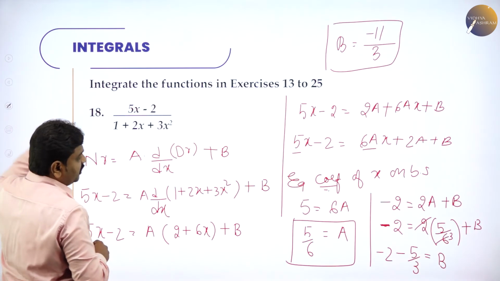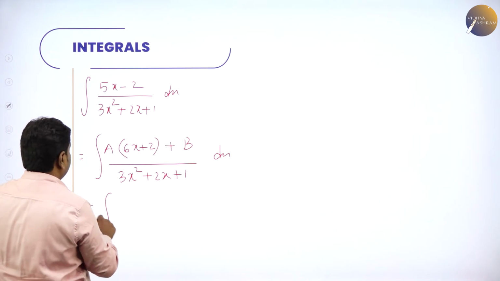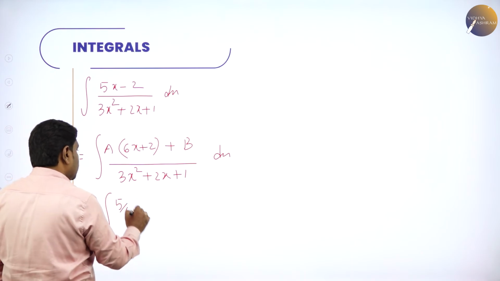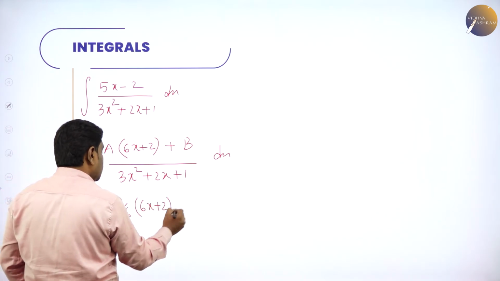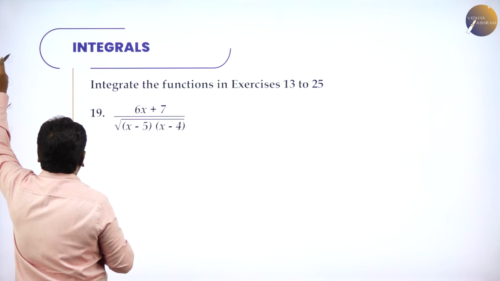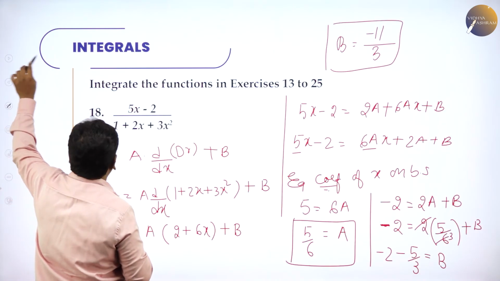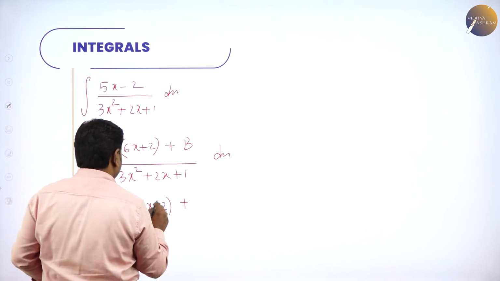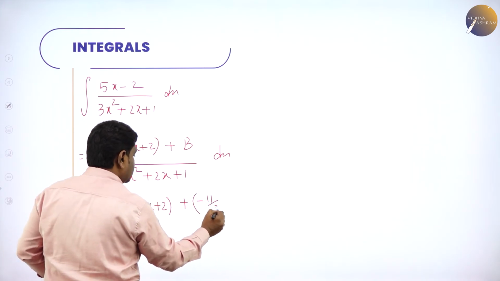Sorry, what is a, what is b? A is 5 by 6. A is what? 5 by 6 into 6x plus 2 plus b. What is b? Refer the question. What is b? Minus 11 by 3. So b is minus 11 by 3.